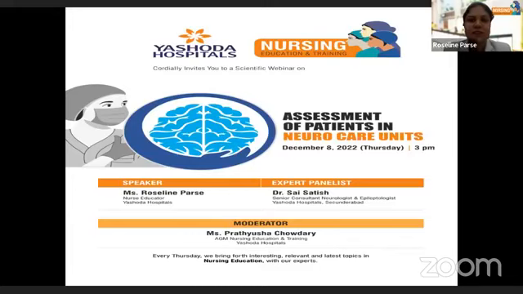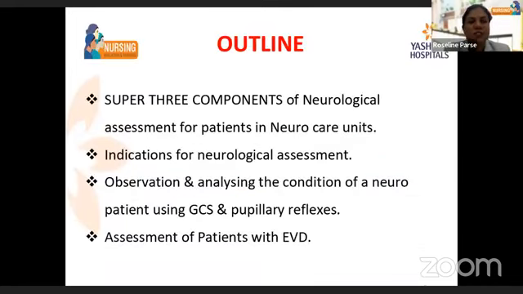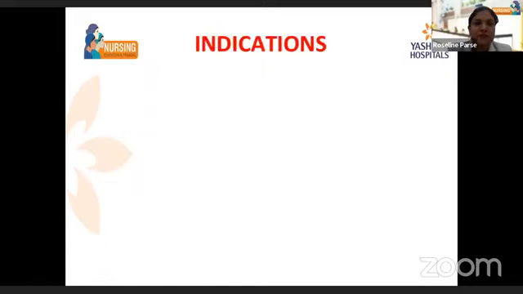Okay, so assessment is the first and initial step, also the important step, when we want to diagnose and treat a patient effectively. So today we would be discussing neurological assessment. Initially, we would talk about the super 3 components of neurological assessment for patients in the neurocare units, indications for neurological assessment, and observation and analyzing the condition of a neuro patient using GCS and also the pupillary reflexes. We would also pay a small attention to the assessment of patients with EVD, that's external ventricular drainage.